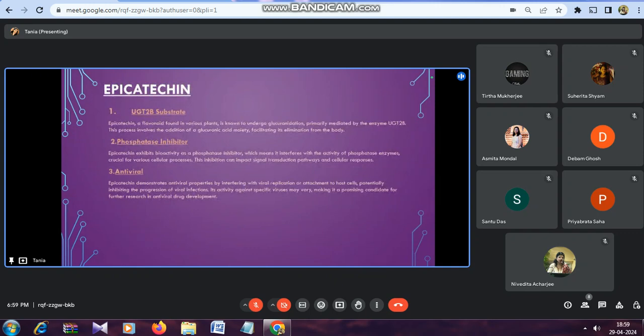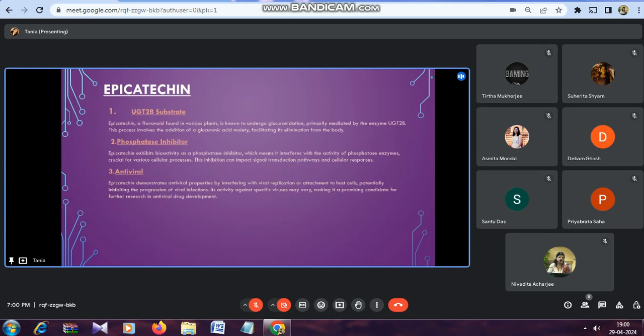These are the main findings of epicatechin. First is UGT2B substrate. So what is a substrate? A substrate is like the raw material that gets changed by an enzyme during a chemical reaction. And UGT2B is a family of enzymes. So a UGT2B substrate is simply a substrate that gets affected by UGT2B enzymes. When epicatechin interacts with UGT2B, it gets transformed into other forms that our body can easily get rid of. So epicatechin can be considered a substrate for UGT2B because it undergoes a chemical change when it interacts with the enzyme.